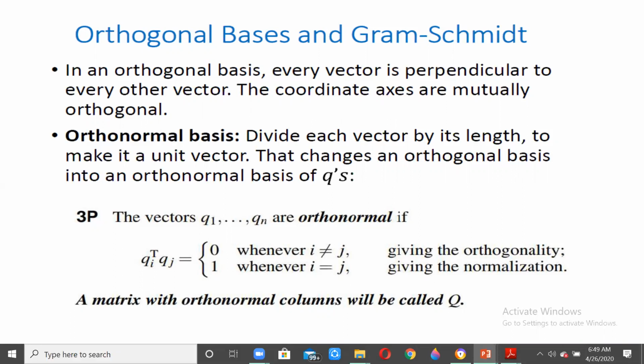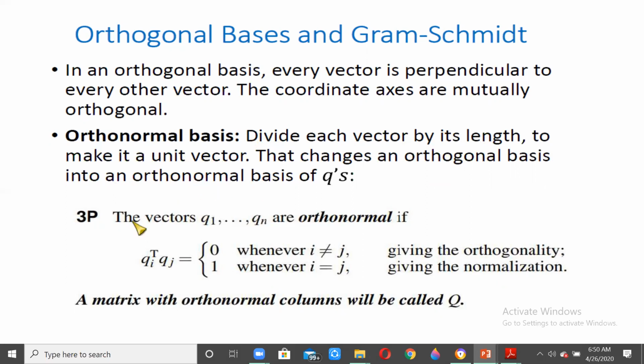Then we come to the orthonormal basis. Here in the orthonormal basis, we divide each vector by its length to make it a unit vector. So each vector is divided by its length to make it a unit vector, then it becomes an orthonormal basis. So that changes an orthogonal basis into an orthonormal basis by just dividing by length.